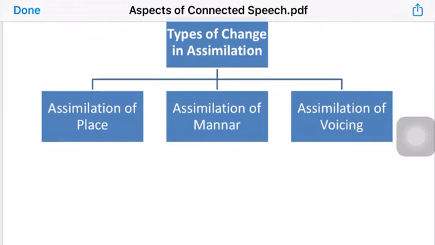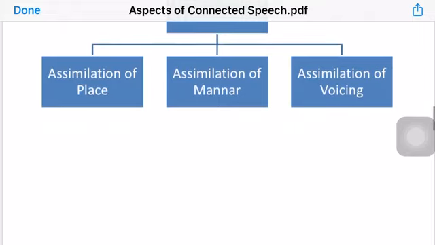So assimilation in terms of change can be divided into three main types: assimilation of place of articulation, assimilation of manner of articulation, and assimilation of voicing. Today we're going to talk about assimilation of place only, and we are going to postpone our discussion about the other two types for the next lecture. So assimilation of place of articulation، إدغام من ناحية مكان النطق، place of articulation، مكان النطق.